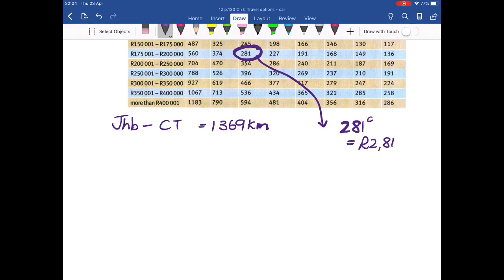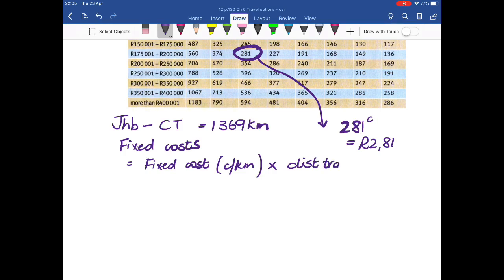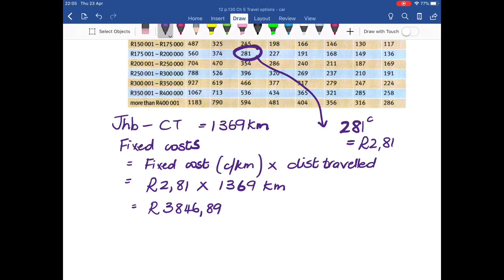Right, now if we have to calculate the journey from Cape Town to Johannesburg, it tells you in order to do the fixed costs, fixed costs equals the fixed cost, and remember we had it in cents per kilometer, multiplied by the distance traveled. Right, so our fixed cost was 2 rand 81, and we are going to multiply it by 1,369 kilometers. If you do that on your calculator, you are going to get a total of 3,846 rand and 89 cents.